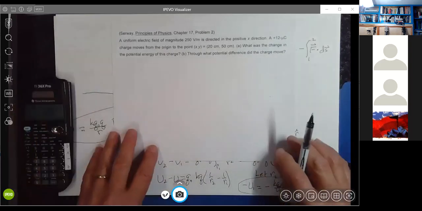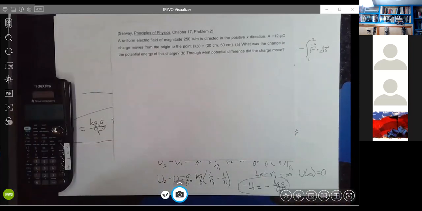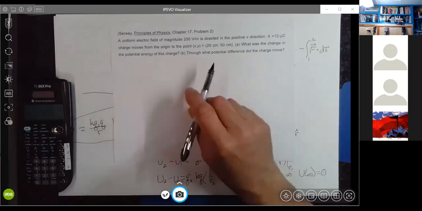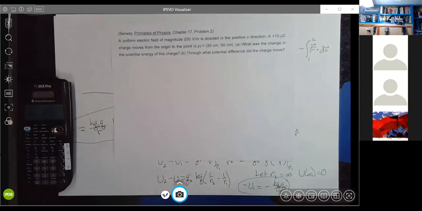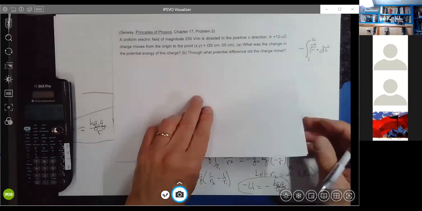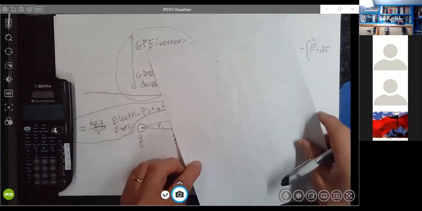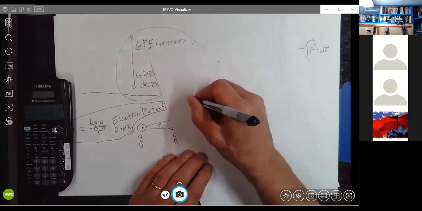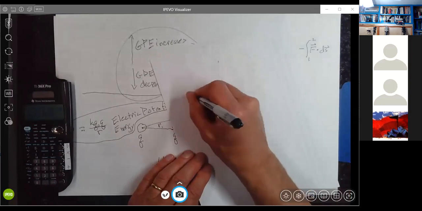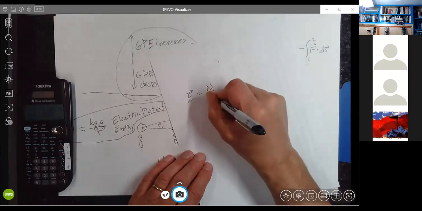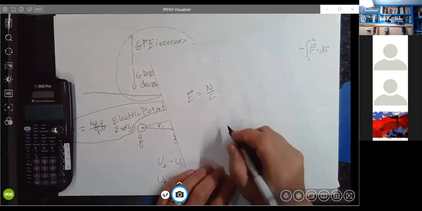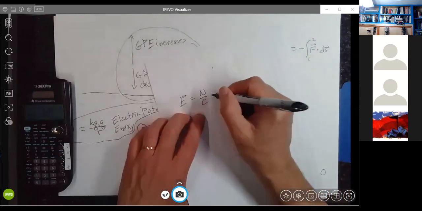Okay, moving on with this thing, we have a uniform electric field of magnitude 250 volts per meter. Oh, we haven't talked about this odd unit, haven't seen that one before. The electric field, which has units of newtons per coulomb. Okay, those are our units for it.